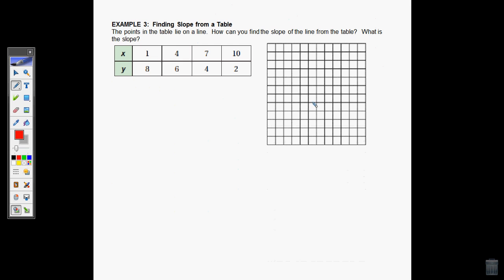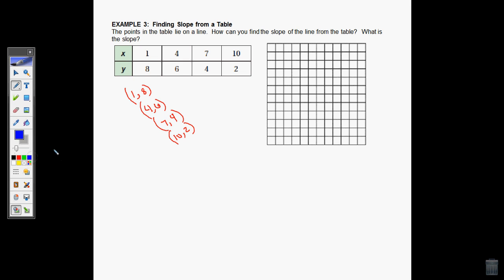Now, what about when there's no graph? I'm just given a table. And I can rethink this table as xy coordinates. I have the coordinate 1, 8. I have the coordinate 4, 6. The coordinate 7, 4. And the coordinate 10, 2. All written beautifully diagonally. I don't know why that happened.